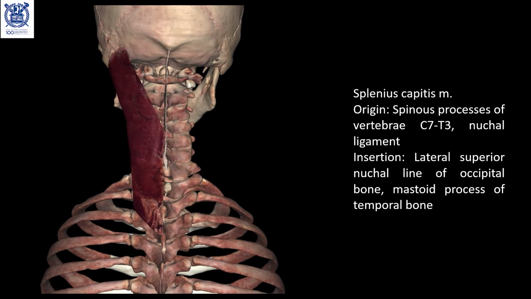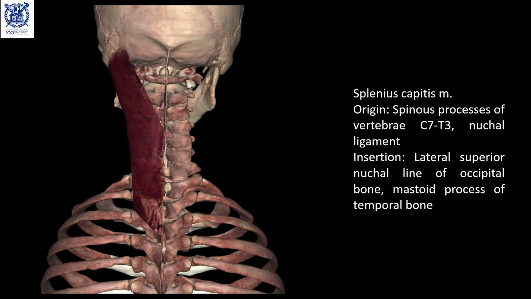The splenius capitis is deep to the sternocleidomastoid at the mastoid process and to the trapezius for its lower portion. It is one of the muscles that forms the floor of the posterior triangle of the neck. This muscle is innervated by the posterior rami of the spinal nerves C3 and C4.